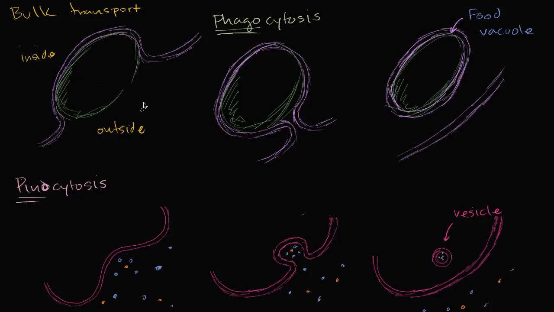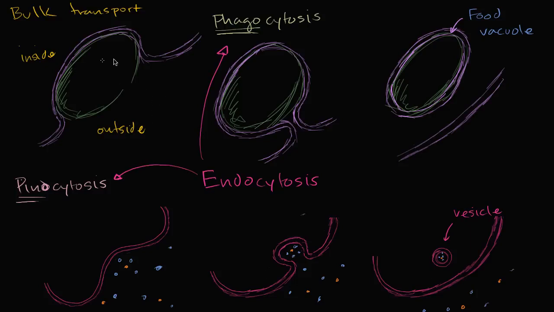And these are both special cases of, I guess the more general term, of engulfing in this way, which is called endocytosis. So phagocytosis is a form of endocytosis, and pinocytosis is a form of endocytosis.